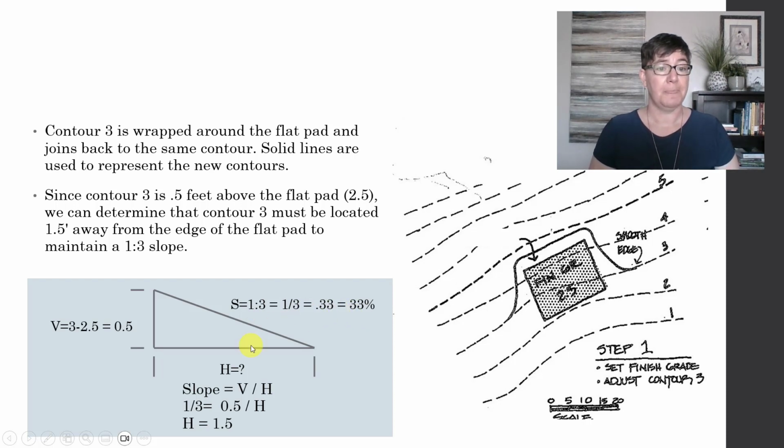It's 33%. So what is that horizontal distance? How far away from the flat pad does contour 3 need to go? This little arrow is pointing at this distance. Use your equation, slope equals V over H, and solve for H, the horizontal distance, which is going to be 1.5 feet. So you come to this plan and you draw this smooth curve that comes around behind your flat pad, and it never gets any closer than 1.5 feet.